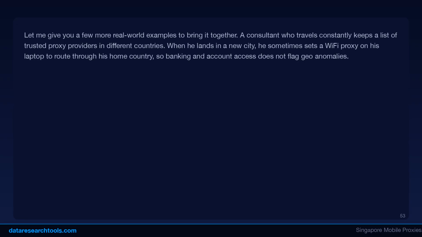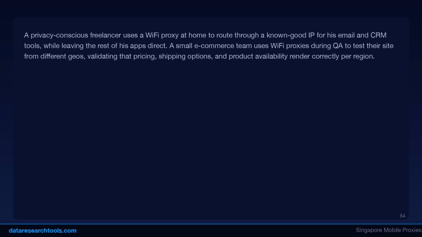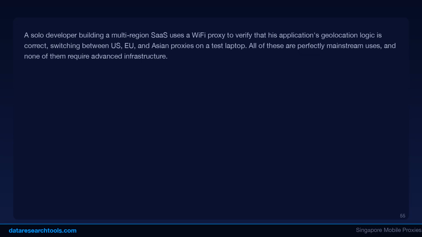Let me give you a few more real-world examples to bring it together. A consultant who travels constantly keeps a list of trusted proxy providers in different countries. When he lands in a new city, he sometimes sets a Wi-Fi proxy on his laptop to route through his home country, so banking and account access does not flag geo-anomalies. A privacy-conscious freelancer uses a Wi-Fi proxy at home to route through a known good IP for his email and CRM tools while leaving the rest of his apps direct.